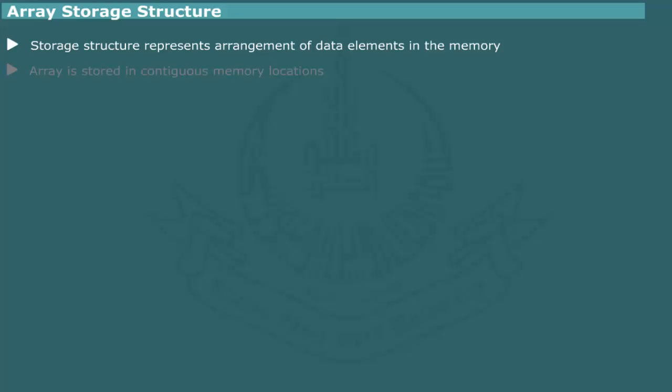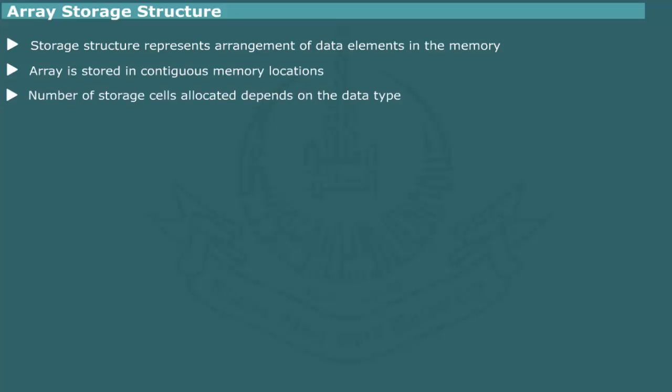Array storage structure. Storage structure represents the arrangement of data elements in the memory of a computer. An array is always stored in contiguous memory locations. The number of storage cells allocated to each element depends on the data types.